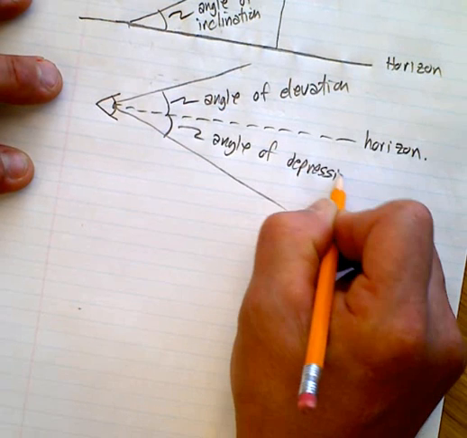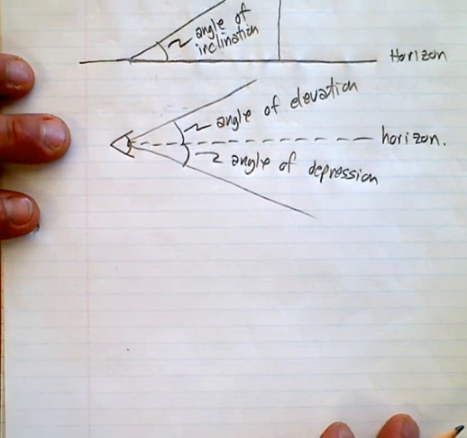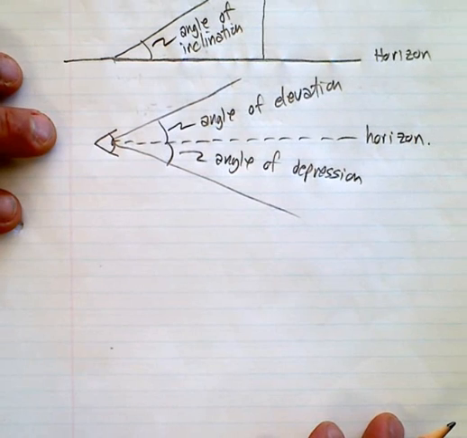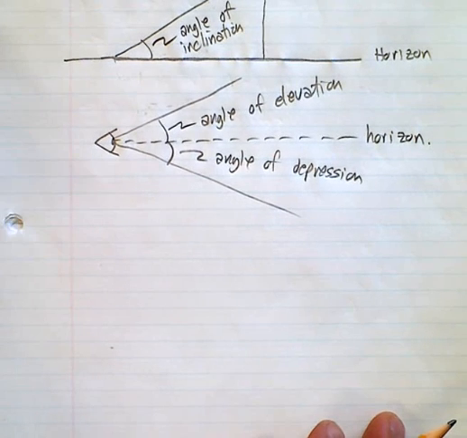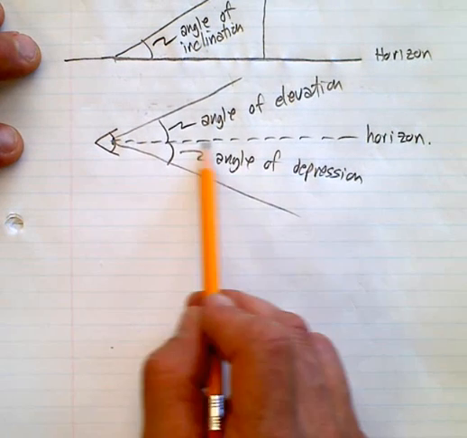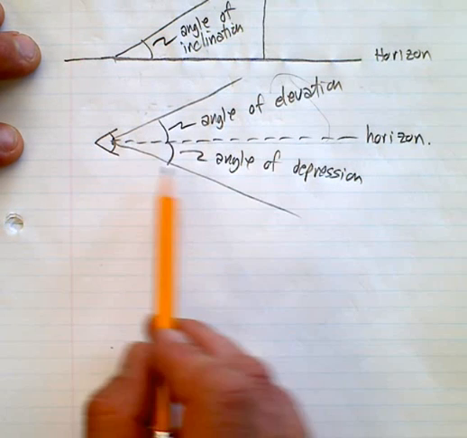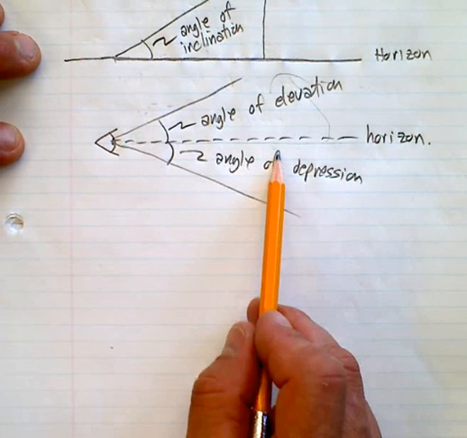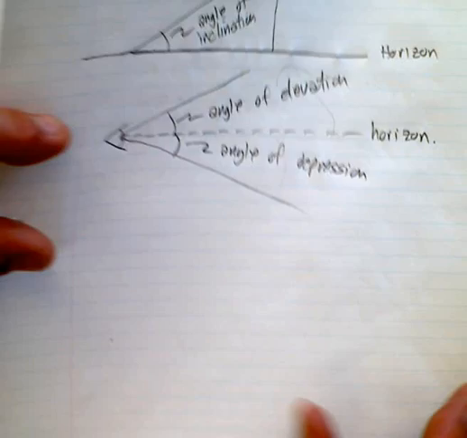Because you could be at the top of a building looking down, or you could be at the top of a tree looking down, top of a whatever looking down. Okay, angle of elevation is from the horizon up. Angle of depression is from the horizon down. Okay, so let's just look at another question.